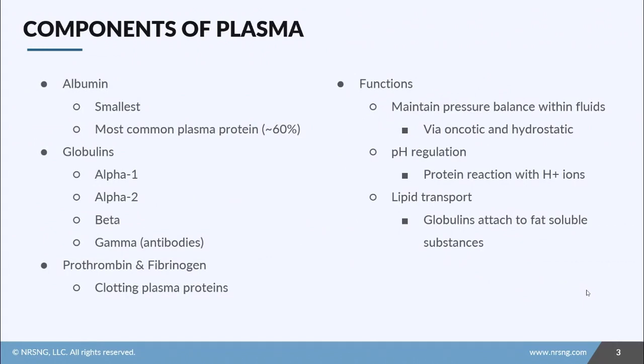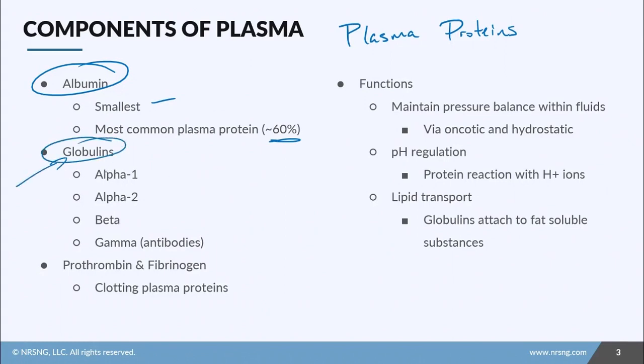Also in plasma, there are several different components that we're going to look at. And the first one are going to be these things called plasma proteins. Plasma proteins have several different functions that we'll talk about in just a second. But the first one is albumin. It's a really common one that a lot of people know about. But albumin is the smallest plasma protein, and it's going to be the most abundant plasma protein, at about 60%.